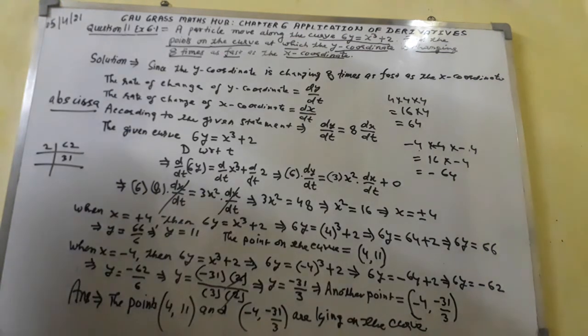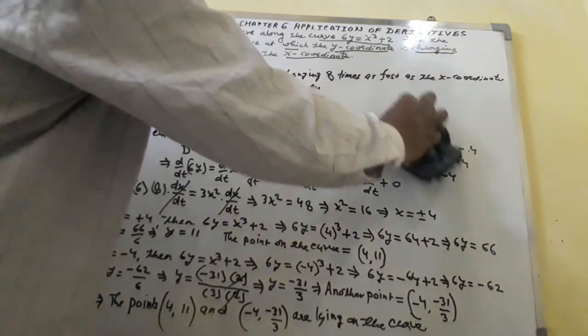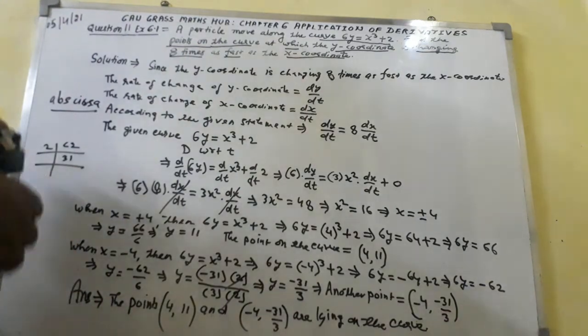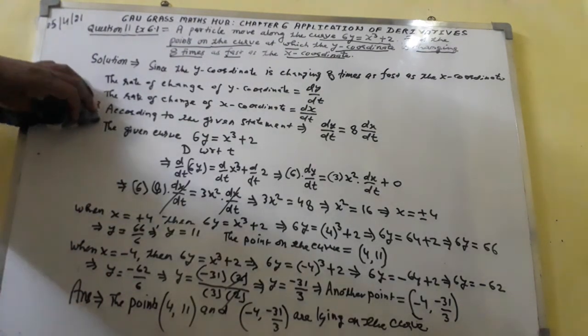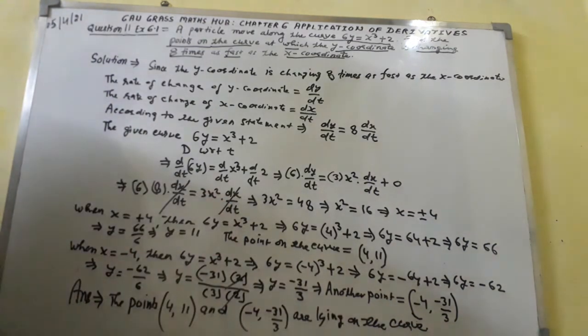Here, this is a rough work I have calculated here. You can erase after solving the question. And here abscissa, I have written the spelling of abscissa, not required this thing, just I have erased here. This is the proper way of solution of question number 11, exercise 6.1, chapter 6, application of derivative.